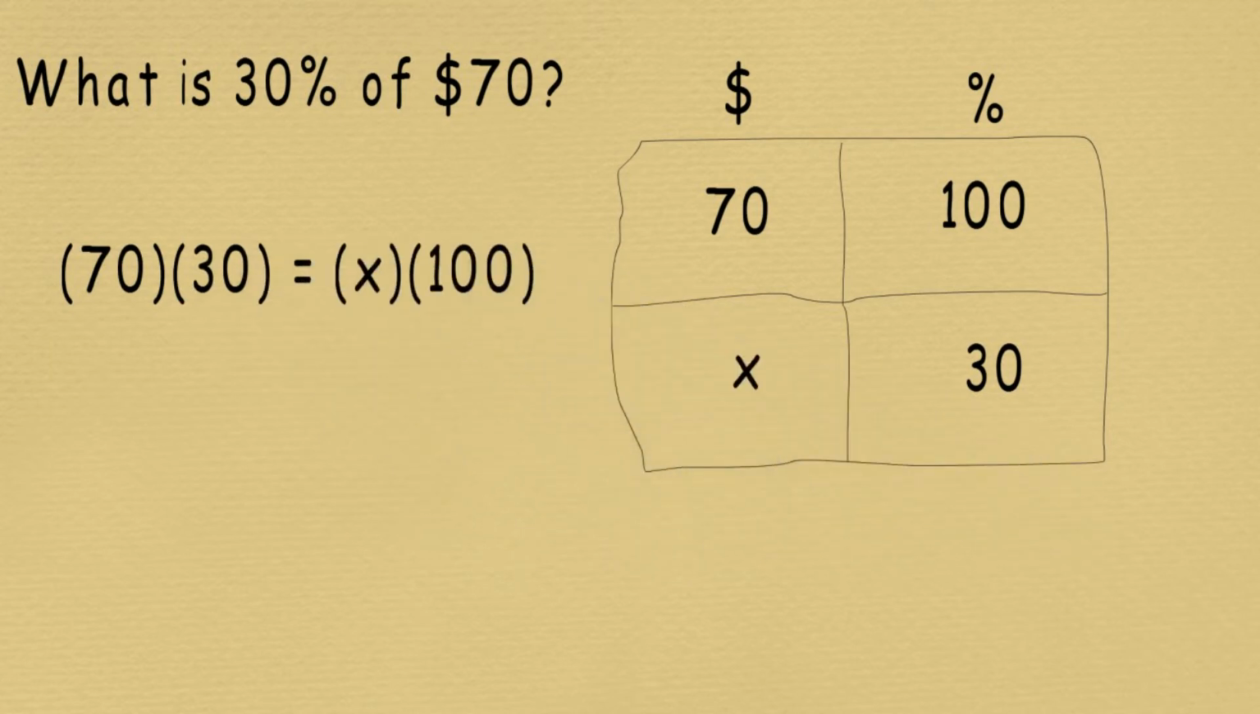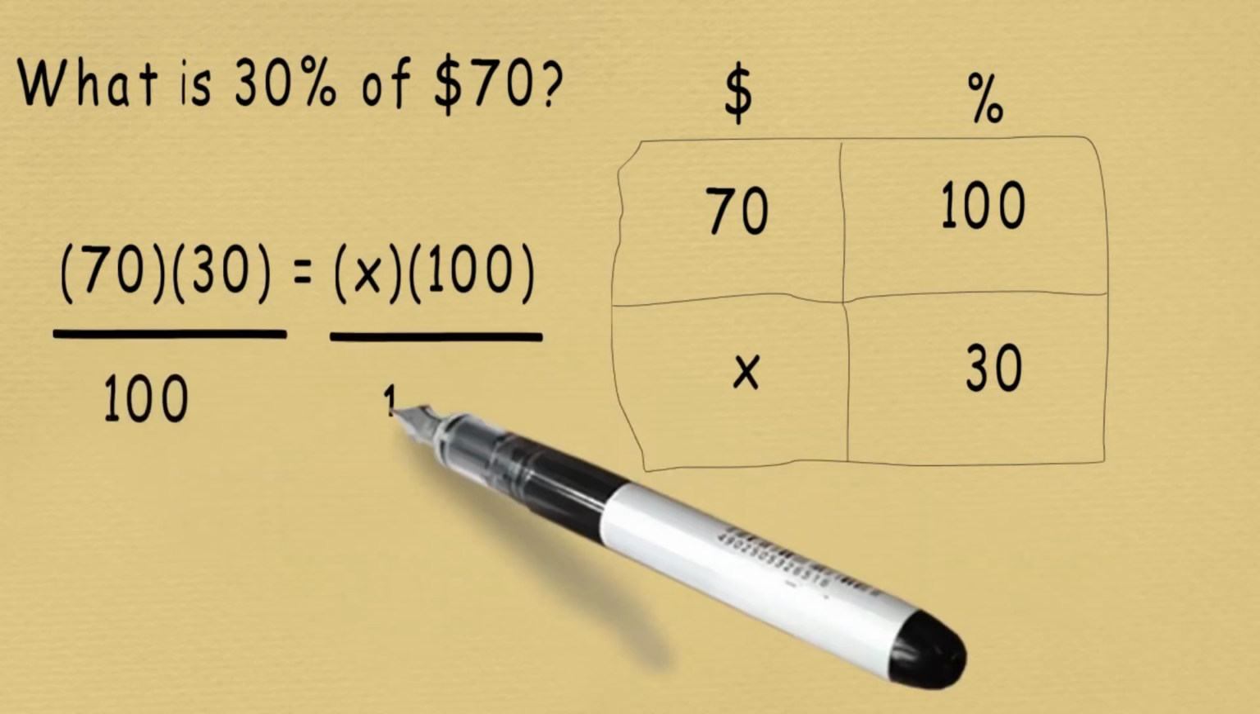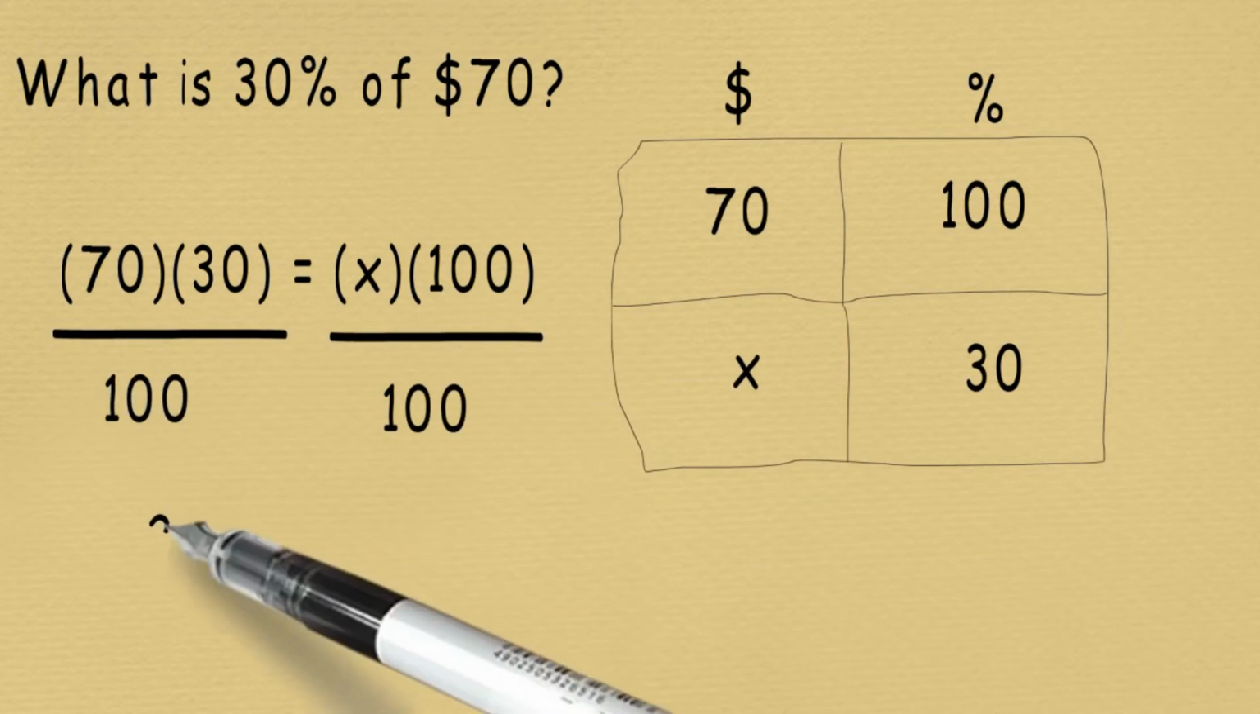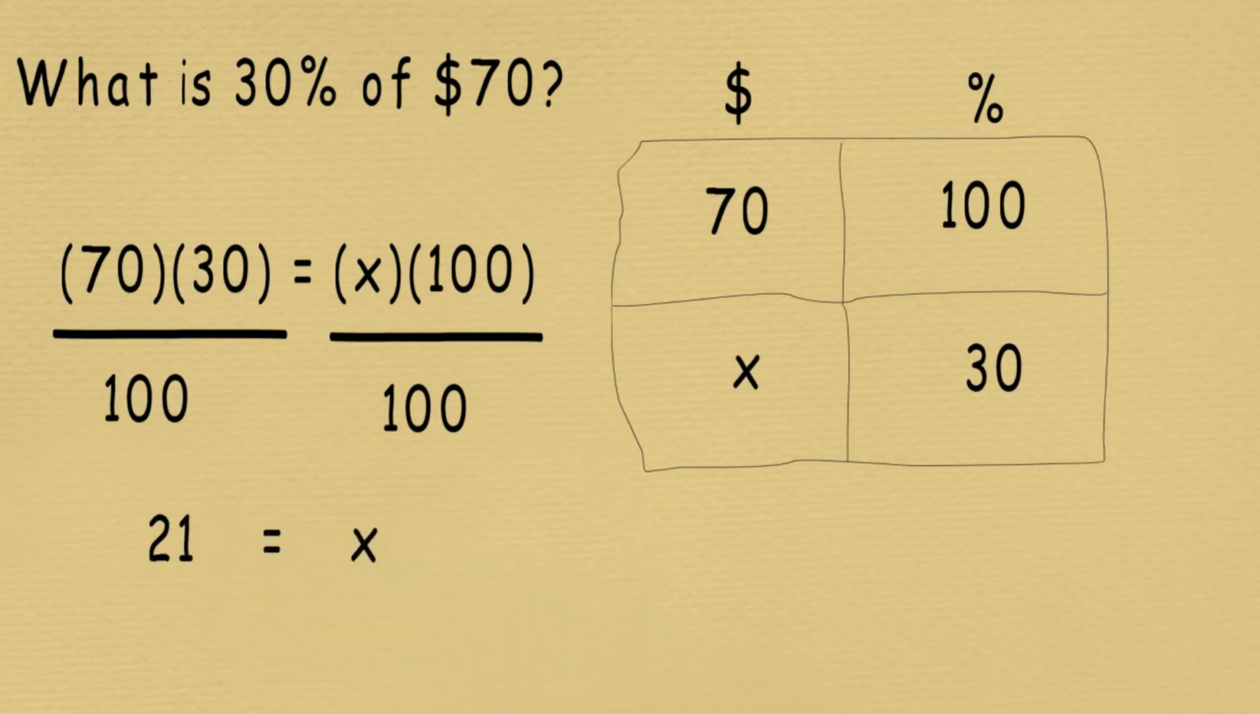We want the x by itself. We divide everything by 100: the left side of the equation by 100, the right side of the equation by 100. If we do the math and simplify the left side of the equation, we get 21 equals x. So that means that 30% of $70 is $21.